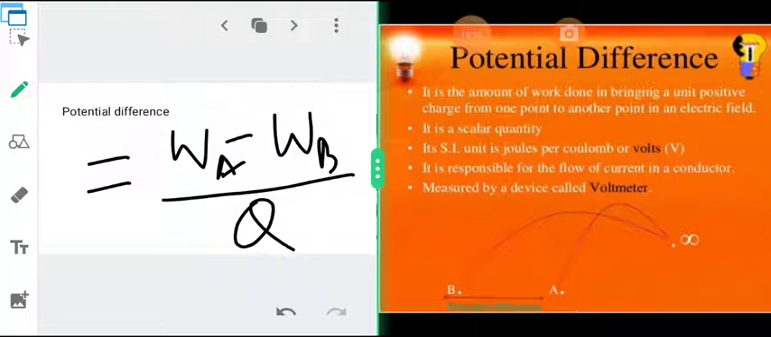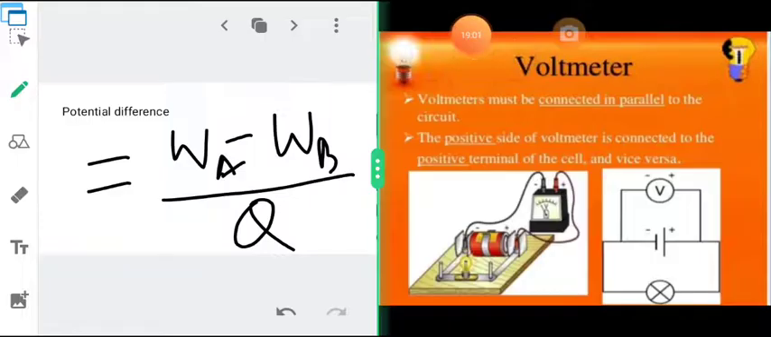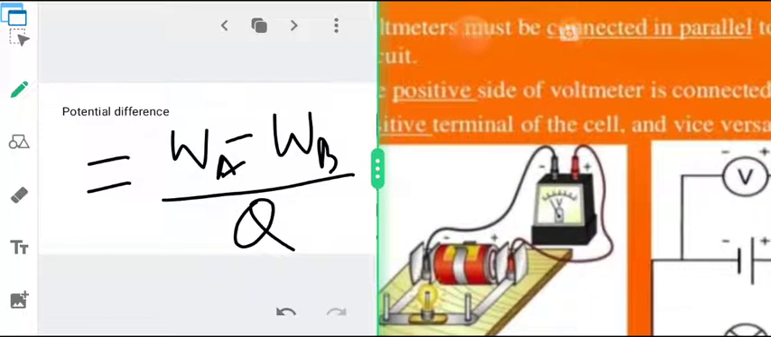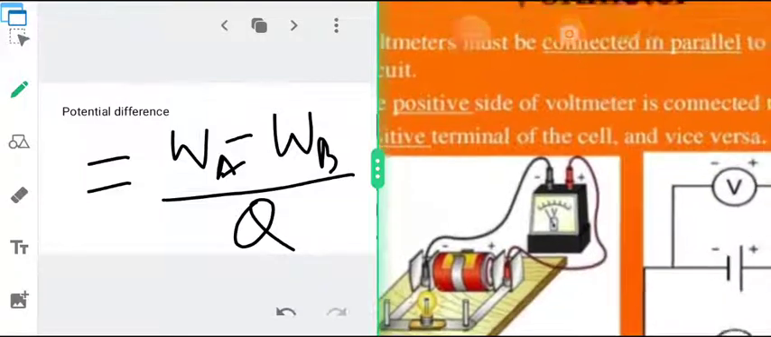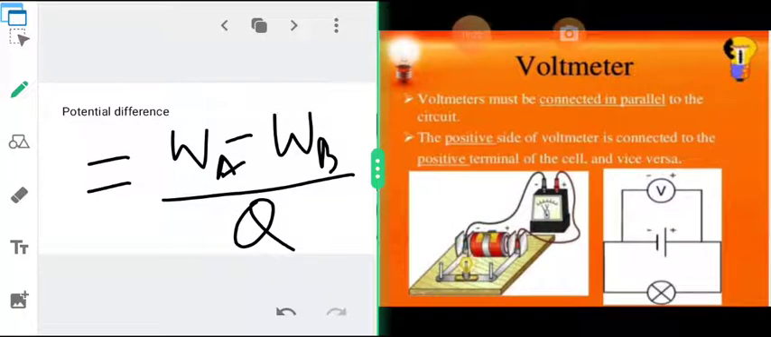How is it measured? It is measured by a device called a voltmeter. This is how a voltmeter is connected in any circuit. It is similar in structure to that of an ammeter. It has a positive and negative terminal. The only difference is the manner in which it needs to be connected. It is always connected in parallel. How a parallel connection is done, you can see in the picture. Voltmeters must be connected in parallel, and the positive side of the voltmeter is connected to the positive terminal of the cell or battery, and vice versa.